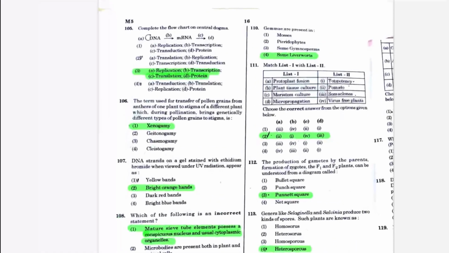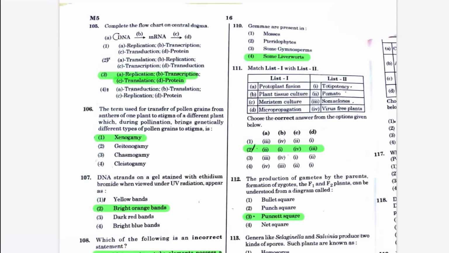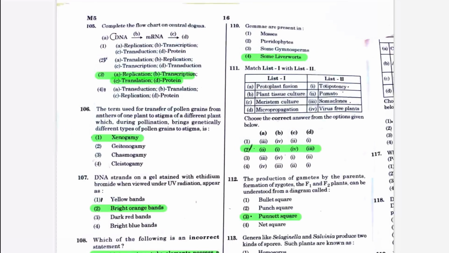Okay, so next question 105. They're asking you to complete the flow chart on the central dogma of life. We know DNA again gives DNA, so option A would obviously be DNA replication. From DNA we get mRNA by means of transcription, so B is transcription, and from mRNA we get, obviously, protein, so D is protein, and C is a process called translation. So option 3 is the correct answer.